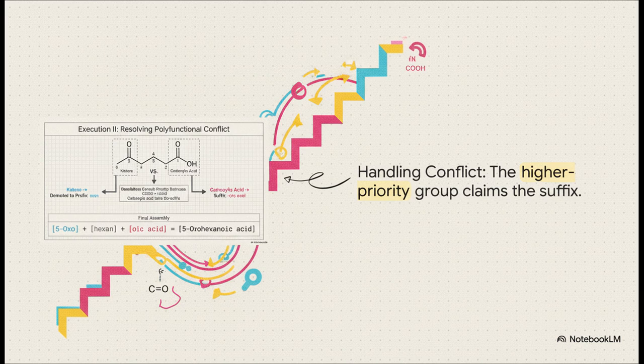This molecule has both a carboxylic acid and a ketone group. So who wins? We go right back to our priority staircase. The carboxylic acid is way, way higher up, so it claims the suffix, oic acid. The poor ketone gets demoted. It becomes a subordinate, so it has to use its prefix, which is oxo. The result? 5-oxohexanoic acid. The hierarchy resolves the conflict perfectly, every single time.